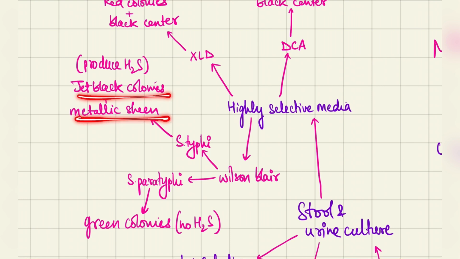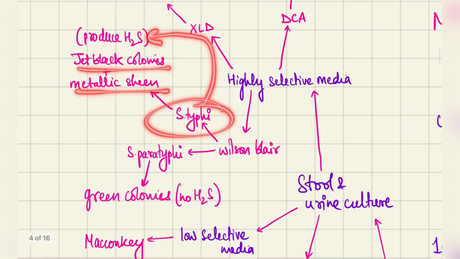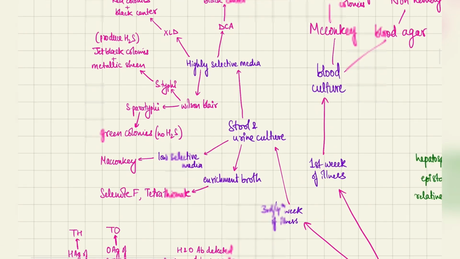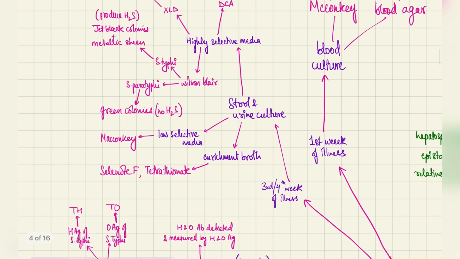Jet black colonies with a metallic sheen appear with typhi because we produce H2S. Paratyphi, on the other hand, will not produce H2S, so you just get plain green colonies, not black colonies as in typhi. Okay, so this was the highly selective media for diagnosis.